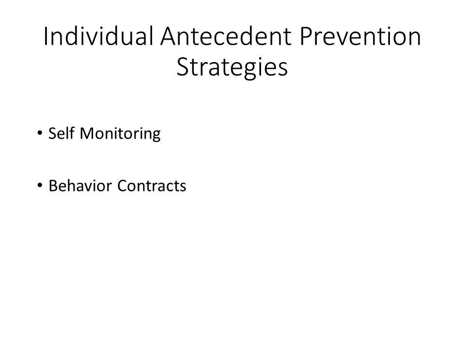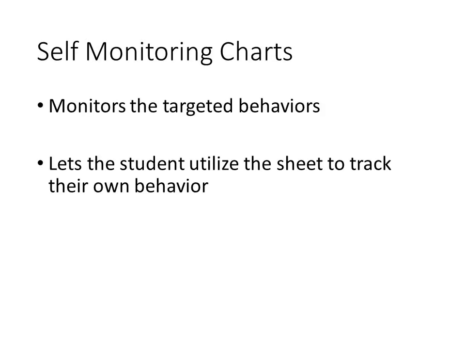Now we'll discuss individual antecedent prevention strategies, such as self-monitoring and behavior contracts. Self-monitoring charts monitor the targeted behaviors. They allow students to utilize a sheet to track their own behavior. An example of this would be a student using a Post-it note in the corner of their desk to track how many times they raise their hand to answer a question during a specific lesson.